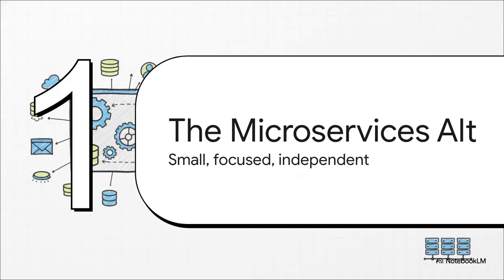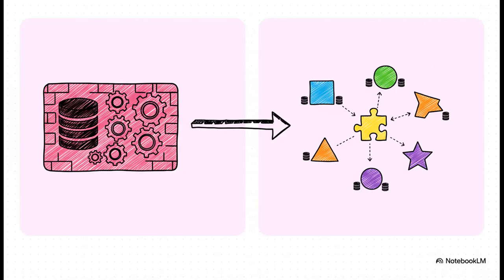Okay, so if that one big, clunky house is the problem, then what's the solution? Well, this is where microservices enter the picture. Let's take a look at how this completely different approach lets us build software that's way more flexible and, honestly, a lot tougher. Instead of one giant open-plan house, microservices are like building a whole neighborhood of small, independent townhouses.